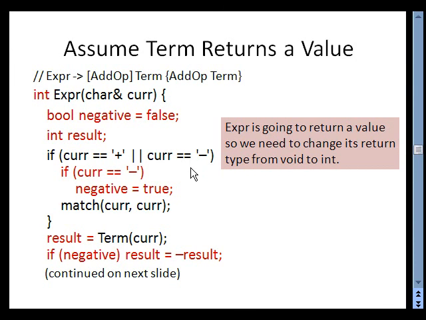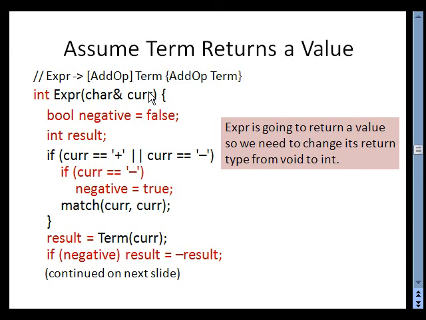Now, remember that first term might have to be negated if this thing turns out to be a minus sign. So here's what we're going to have to do. We're going to have to remember whether that was a minus or not, and we're going to do that with a Boolean variable that's just going to start out being false. So I've called it negative and set it to be false.